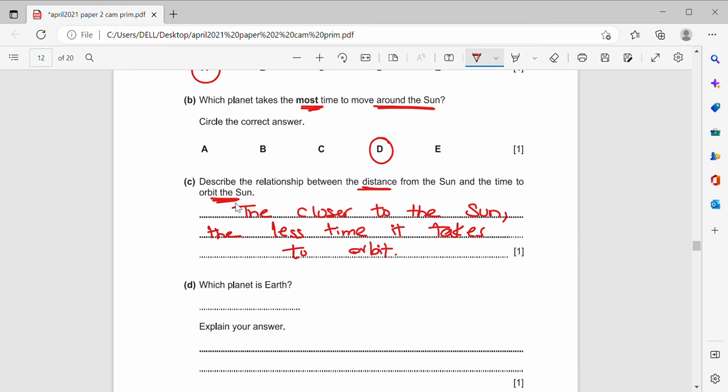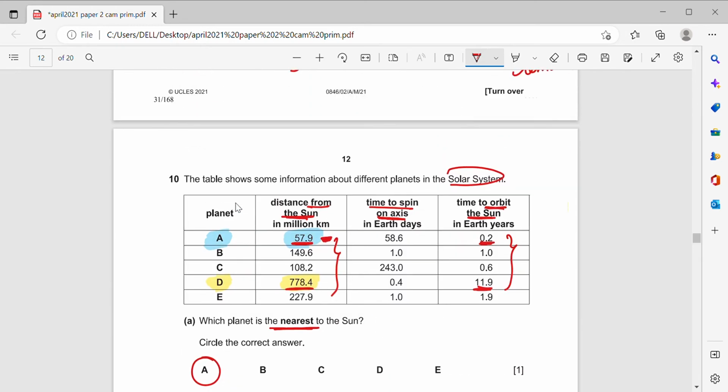Okay. Which planet is Earth? Explain your answer. Let's see how we know which planet is Earth. We have two values specific to planet Earth. First, what? Time to spin on its axis in Earth days. In how many days does the Earth spin on its axis? It takes only one day. How do we confirm? Time to orbit the sun: the Earth takes 1 year to orbit the sun.